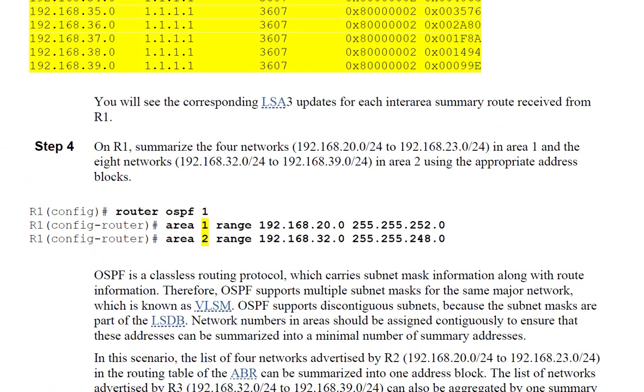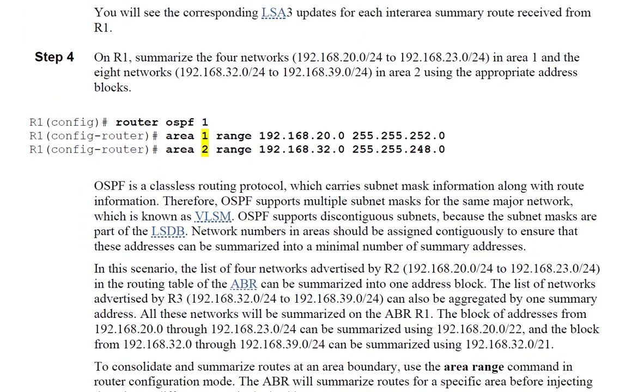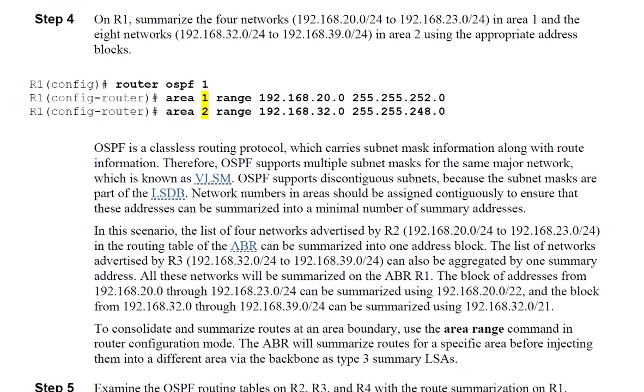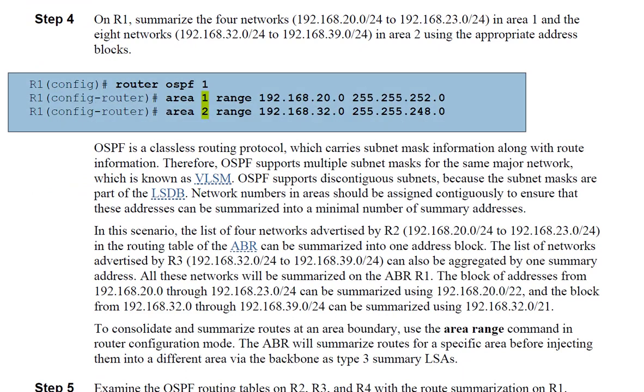All right. Summarization. We already calculated the summaries. Now we have to apply the summaries. We're going to go into router 1 because that is our ABR, and we're going to apply those summaries using the area range command. The area range command.